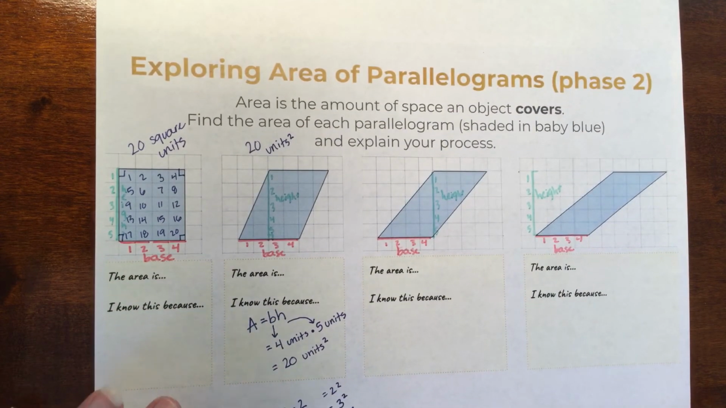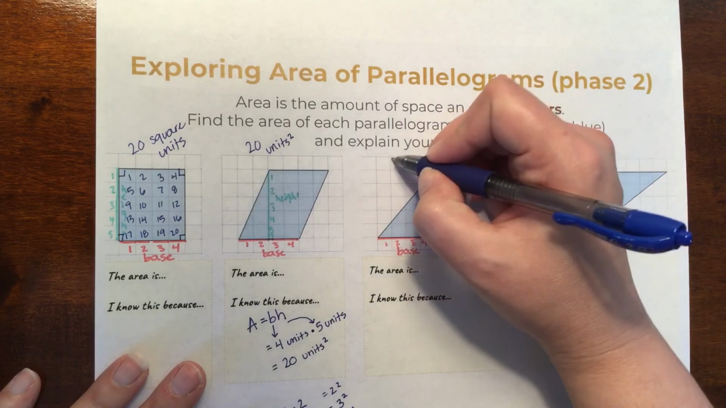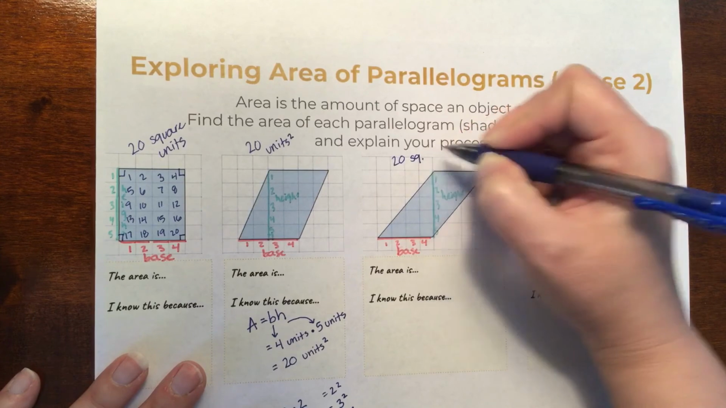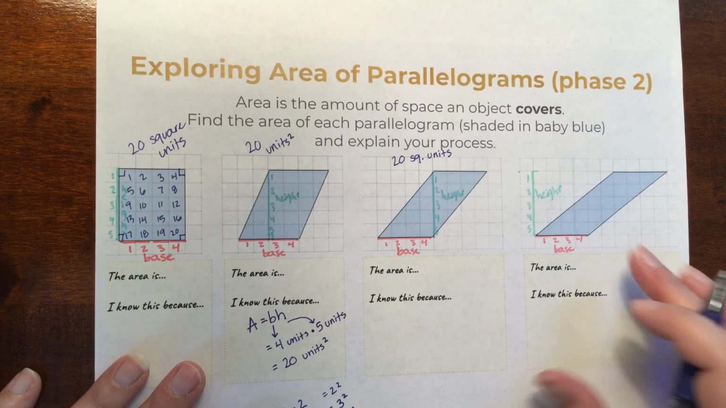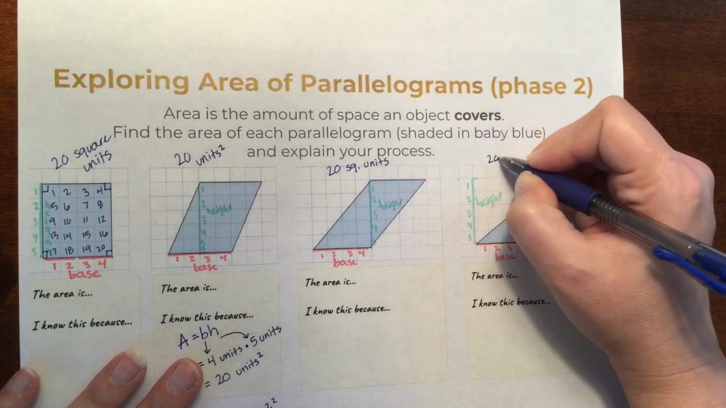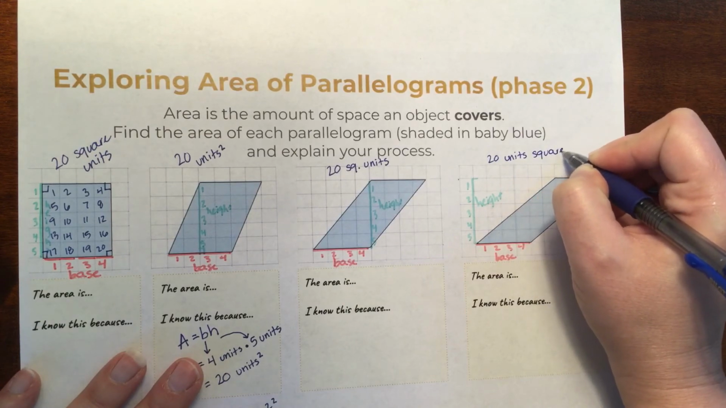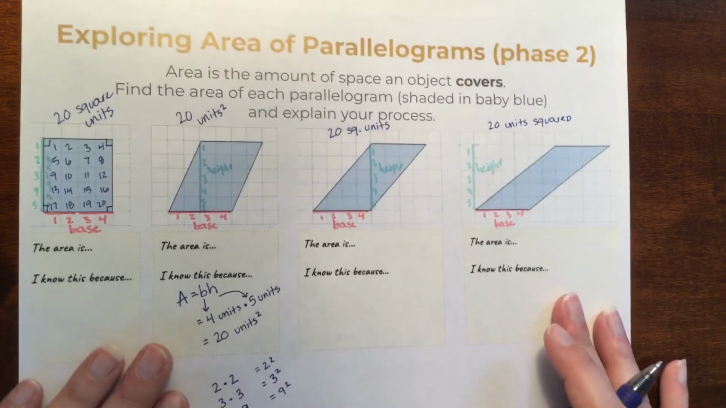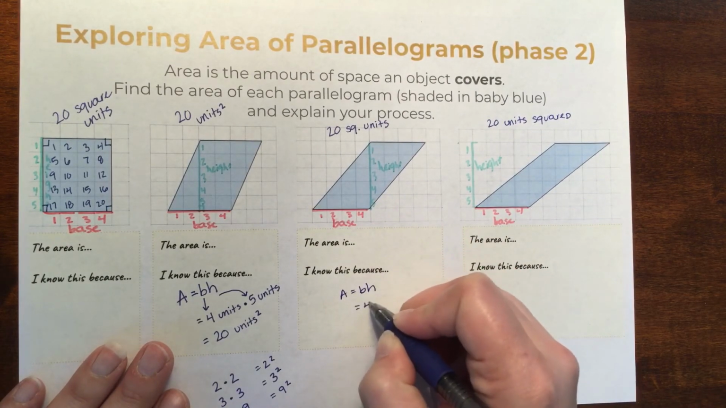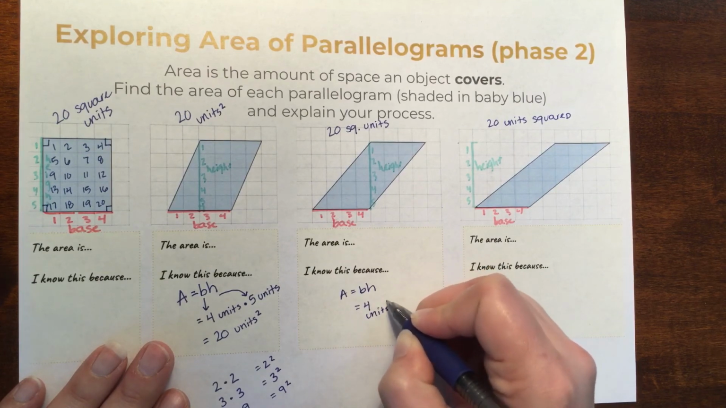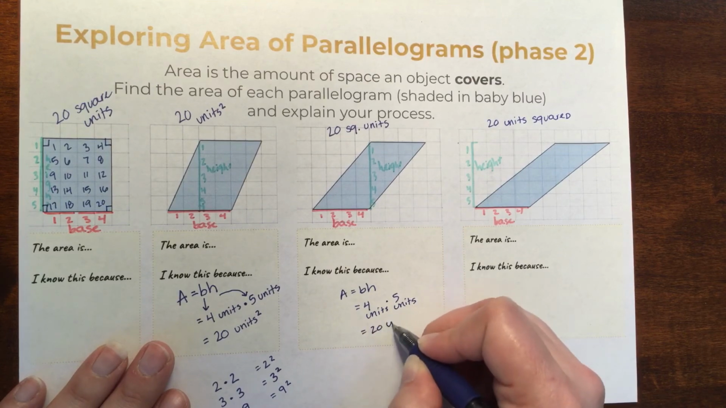Another way that you might see your solution written could be 20 square units, abbreviated units, or 20 units squared. All of these are equal to 20 because if I substitute the base of 4 times the height of 5, I will always get 20 units squared.